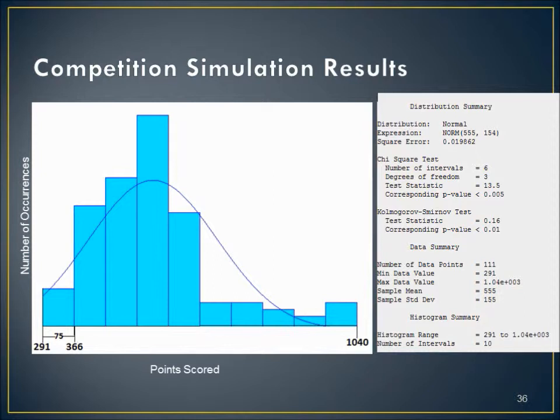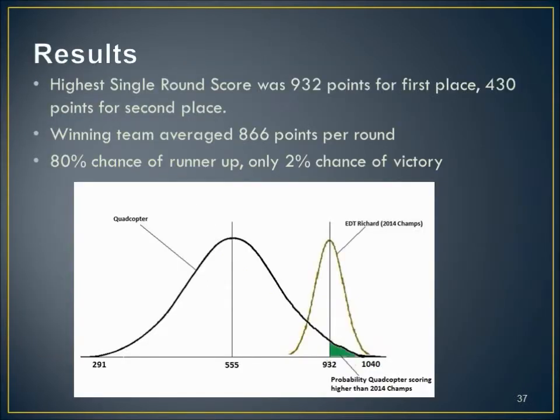Here are our results over 111 simulation trials. Mean points was 555 with a standard deviation of 155, and as you can see, the data is normally distributed. In this year's competition, the highest round score was 932 points, 430 points for second place, and the winning team averaged 866 points. So this gives us an 80% chance of runner-up, but only a 2% chance of victory.